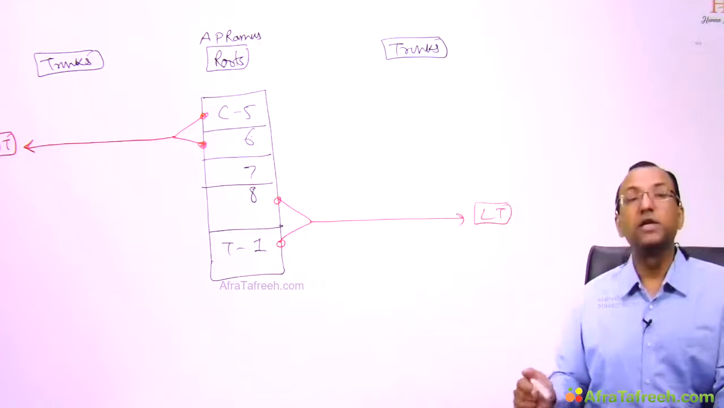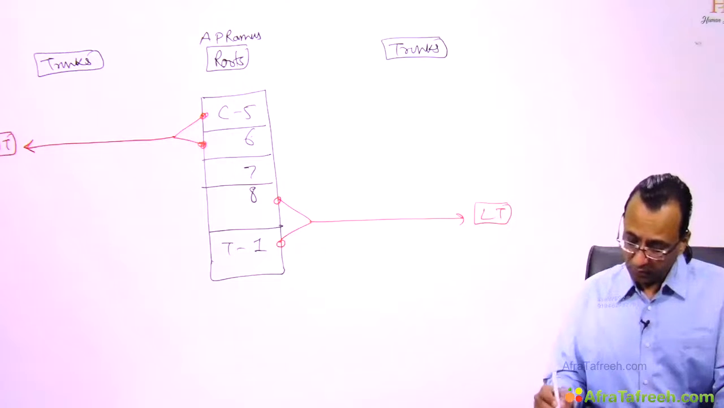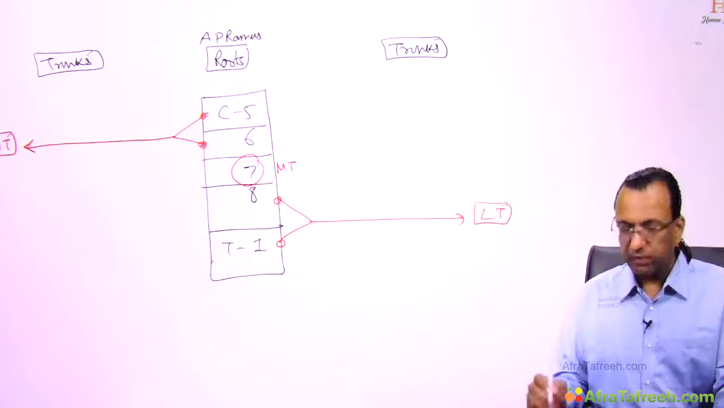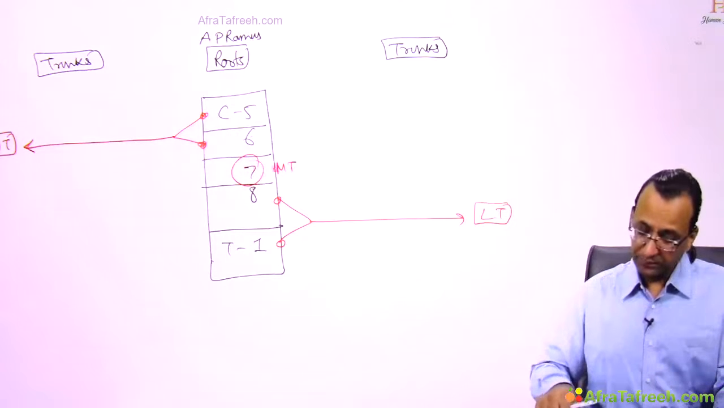Then what about the middle trunk? Middle trunk has the middle value. And what is the middle value? That is C7. So C7 is the middle value for the middle trunk of the brachial plexus. Yes, C7 for the middle trunk.